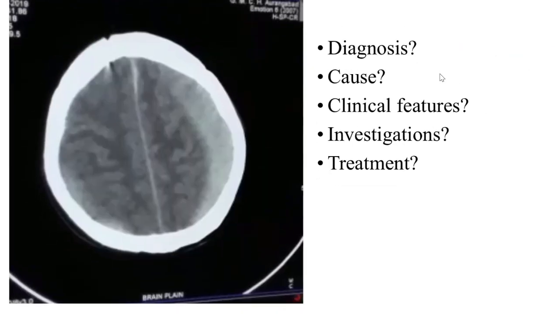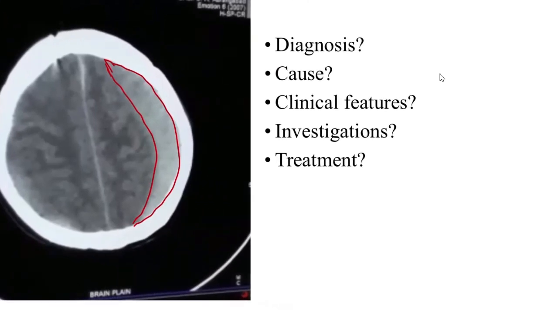What is this? Yes, this is a plain CT scan of a brain showing a hemorrhage on this side. This is the concave shape hemorrhage on this side. The diagnosis could be subdural hemorrhage, SDH. So the cause could be trauma.